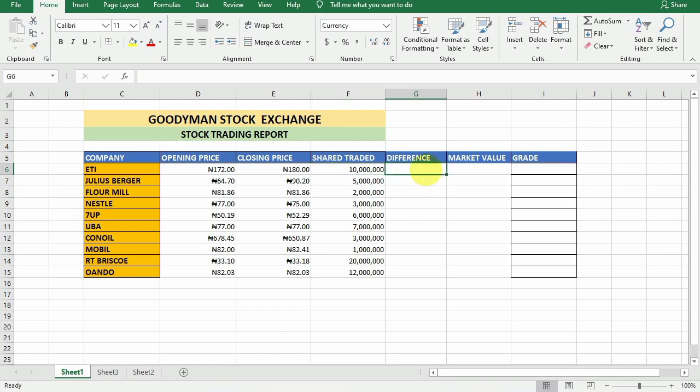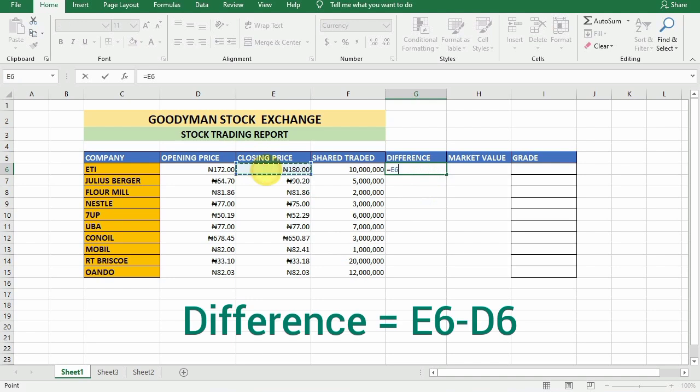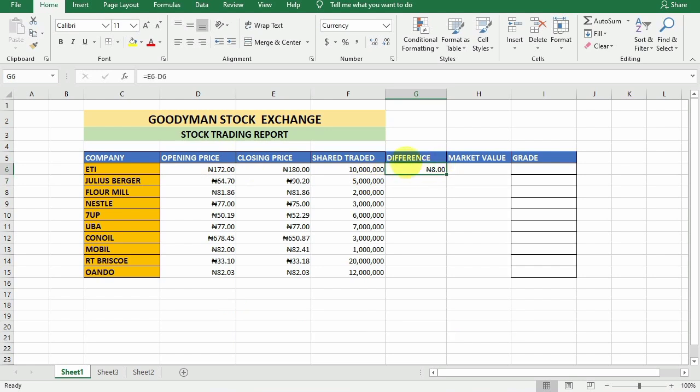Now let's find the difference between closing price and opening price: equal to closing price minus the opening price. Press enter. That gives us 8 naira. So the first company has 8 naira added to their initial price, which is their opening price, and people kept on buying, which was good. So if you drag it down, you get the calculations for other companies.